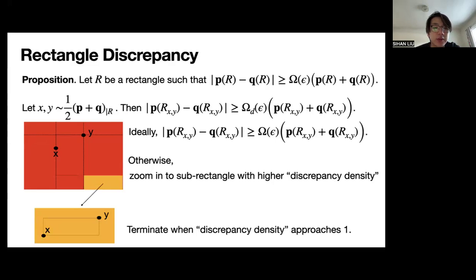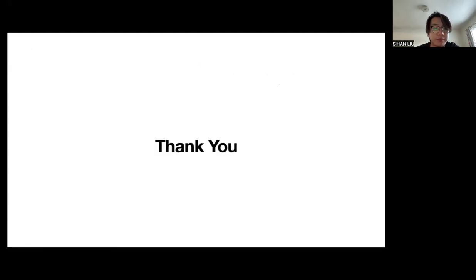We can therefore zoom into the subrectangle with higher discrepancy density, conditional on the event that the two random points are sampled from this subrectangle, and restart the process. As the discrepancy density approaches 1, the situation qualitatively starts to resemble the case that only one of P and Q assigns non-zero mass to the rectangular region. In that case, we note that collecting enough mass is equivalent to collecting enough discrepancy. And this concludes the proof of the proposition. This concludes the talk, and thank you for your time.